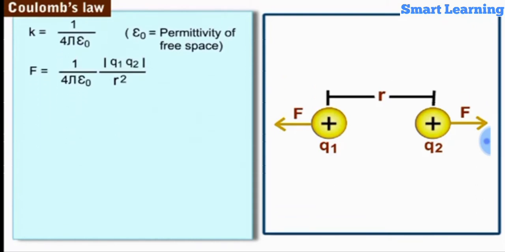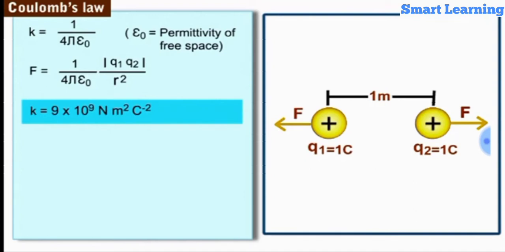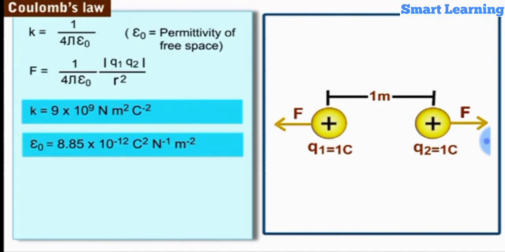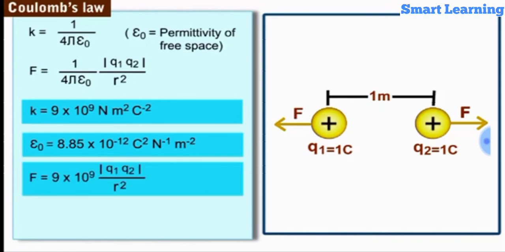In SI units, the value of the proportionality constant K is approximately equal to 9 into 10 power 9 Newton meter square by Coulomb square, and epsilon naught is equal to 8.85 into 10 power minus 12 Coulomb square by Newton meter square. Hence, F is equal to 9 into 10 power 9 into Q1 Q2 by r square.